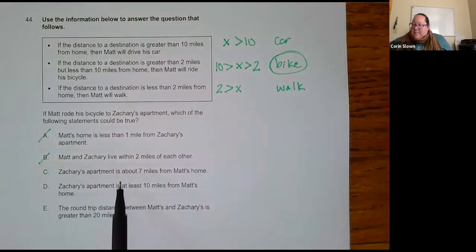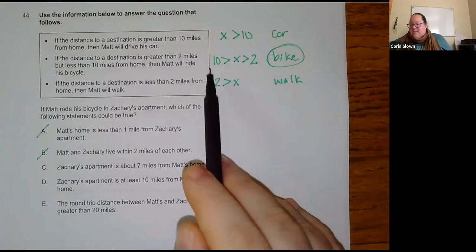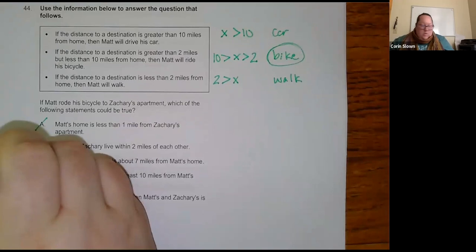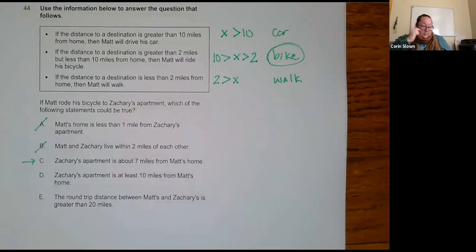Zachary's apartment is about 7 miles from Matt's home. That's a possibility, right? Because 7 is between 10 and 2. So let's hold that one. That's a possibility. We'll come back to that in just a minute.